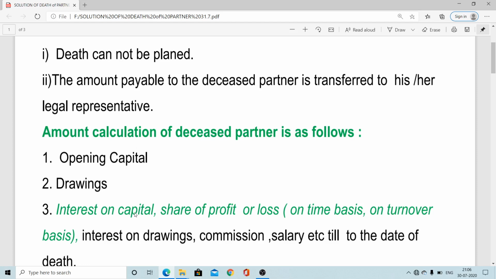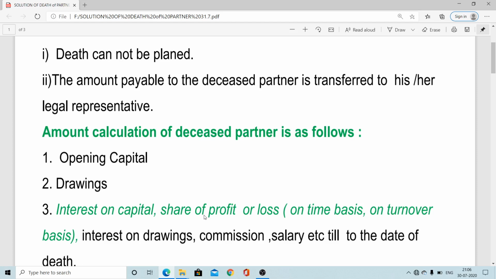Interest on capital from the last balance sheet till the date of death, if it is in the agreement, then you have to calculate interest on capital. Share of profit, generally you have to calculate, because the deceased partner also rendered some useful services to the partnership firm before his or her death. So you have to calculate that share of profit from the last balance sheet till the date of death.